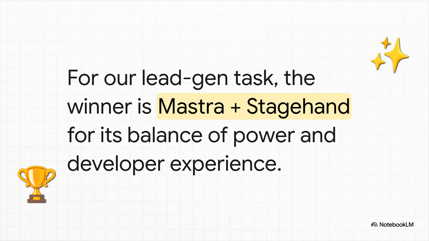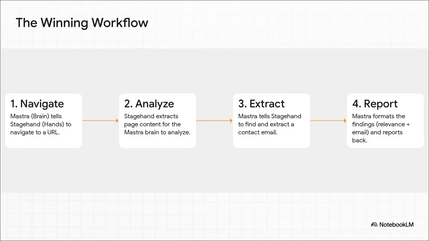Let's see it. The whole process really just looks like a clean conversation between the brain and the hands. The Mastra brain kicks it off. "Hey, navigate to this website." The Stagehand hands goes and does it, then reports back. "Done. Here's the content." Mastra then analyzes that content and gives the next order. "Okay, based on this, find me the contact email." Stagehand uses its expertise to extract it perfectly.